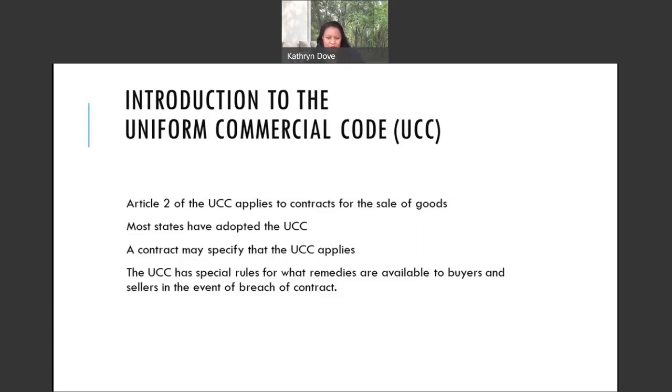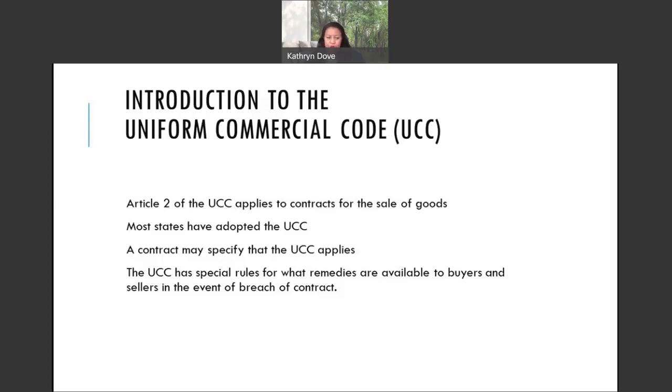So, the Uniform Commercial Code is a set of rules that apply to contracts for the sale of goods or to lease agreements. These provisions are found in Article 2 and Article 2A of the UCC. Most states have adopted the UCC, and they have their own version of the UCC, which you can find in your textbook. A contract may also specify that the UCC rules apply.